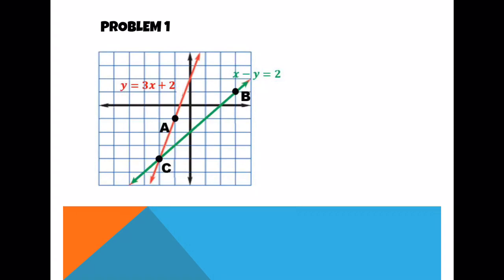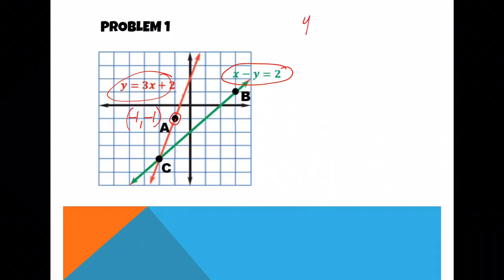So here we have two equations already graphed for us: y equals 3x plus 2 and x minus y equals 2. What I want to show you here is that each of these lines has infinitely many solutions to its corresponding equation. Like y equals 3x plus 2 has this solution, this point A, which looks like it's (-1, -1). So what I want to show you first is that this point A is a solution to y equals 3x plus 2, but it is not a solution to x minus y equals 2. It doesn't lie on that green line. So it must not be a solution, but let's prove that algebraically.